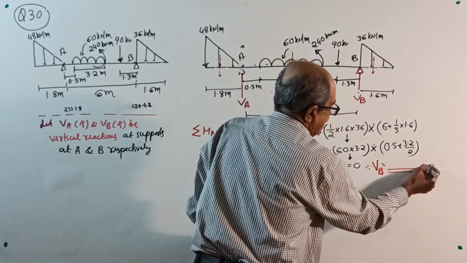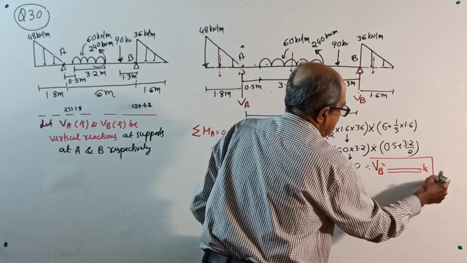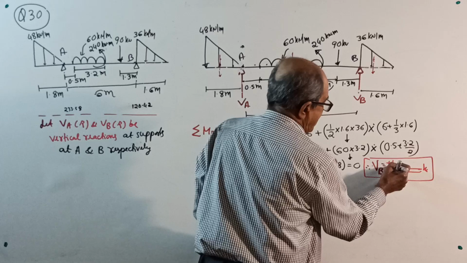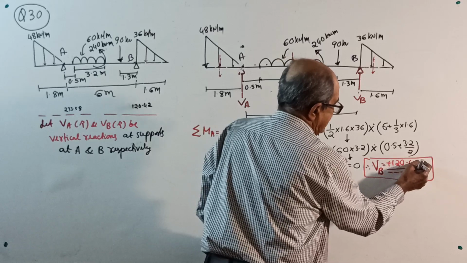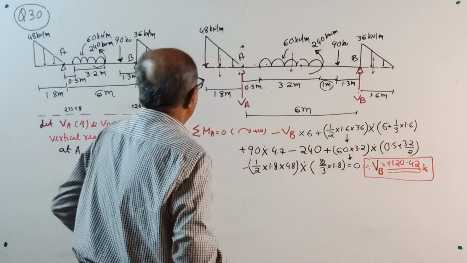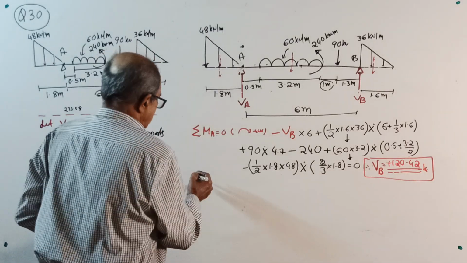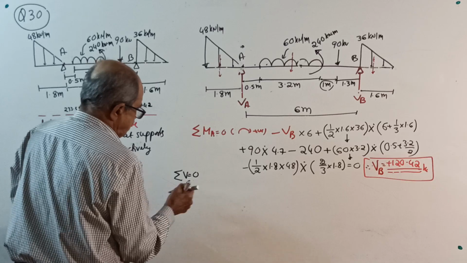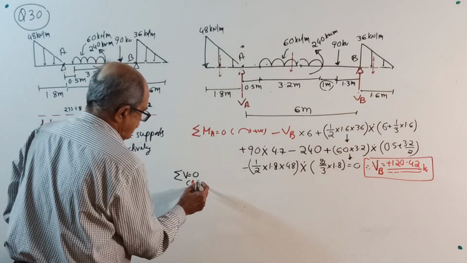VB will come in kilonewtons. 120.42. I already calculated it to save time, which is what I get by solving in the class. Okay, then sigma V equals 0. You will take upward positive.